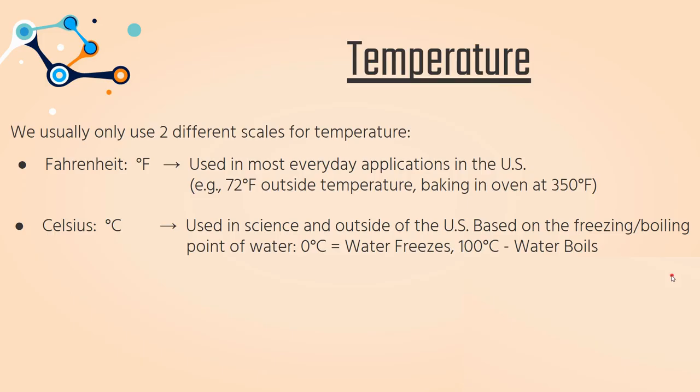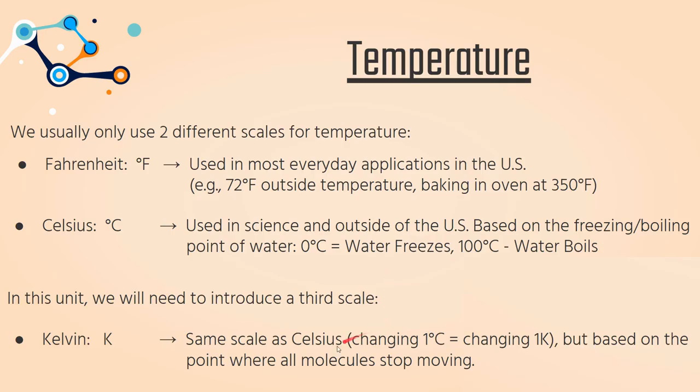But in this unit, we have to deal with temperatures where they go down to the point where particles no longer move, where they have zero speed. And that is not 0 degrees Celsius. Instead, we have to introduce a third scale called Kelvin. It has the same scale as Celsius, meaning that 1 degree Celsius is the same as changing by 1 Kelvin, but this is based on the point where all molecules stop moving. In other words, 0 Kelvin is when no particles move.